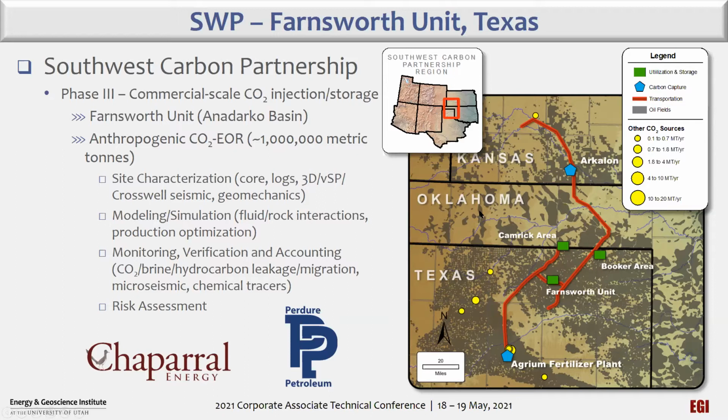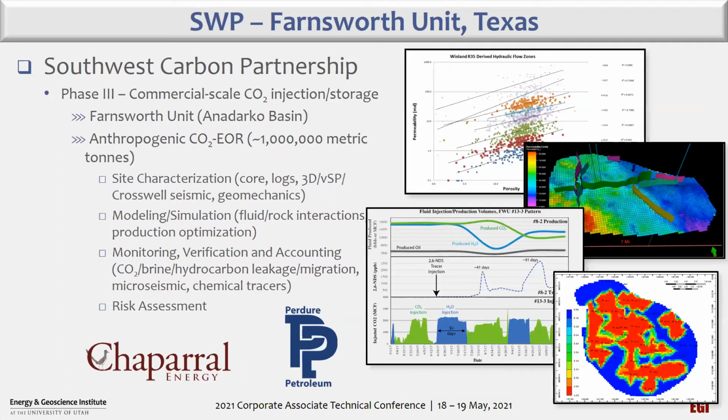Among the activities that the SWP conducted at the Farnsworth unit were extensive geologic characterization, including the drilling of a characterization well. A detailed depositional model was developed for the Morrow incised valley sands, and it included identification of at least 8 distinct hydraulic flow units within the Morrow, and that's what we're seeing here, the relationship between permeability and porosity.